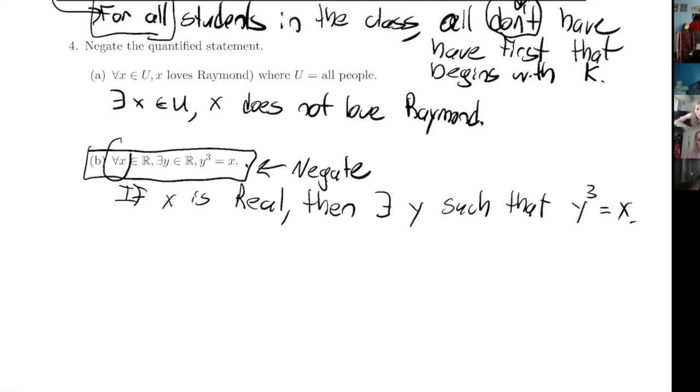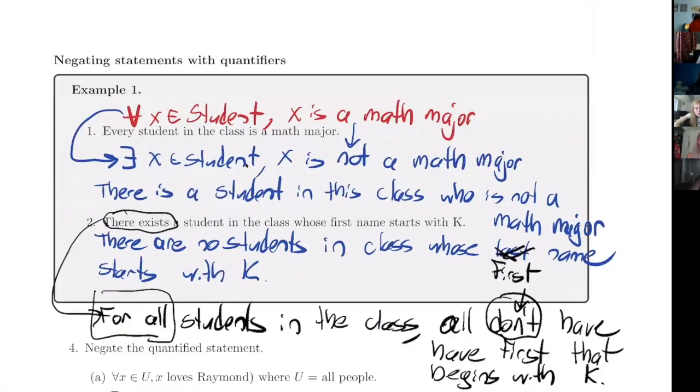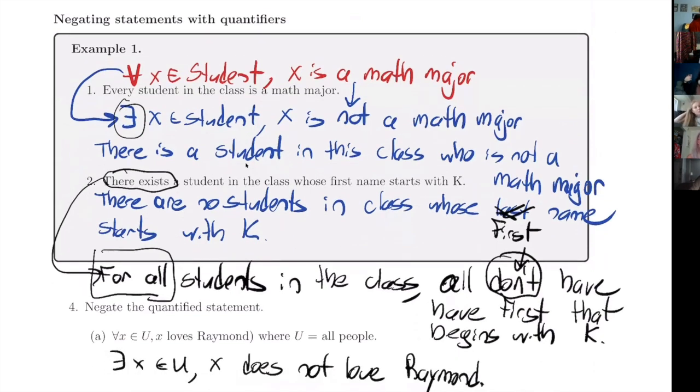So let's think about it. We do have some ways of trying to do this systematically. So what am I going to do with that for all X? X does not belong to the real numbers, or X is not real? So remember up here, when we negated a statement that had a universal quantifier, it turned into an existential quantifier. And when we negated a statement that began with an existential quantifier, we wound up with something equivalent to a statement that involved a universal quantifier.